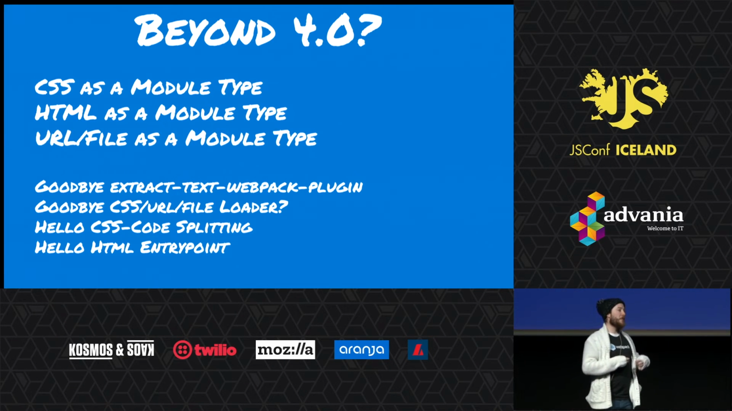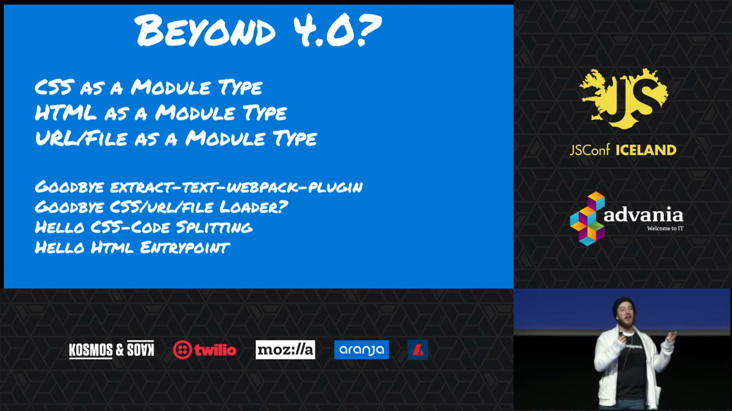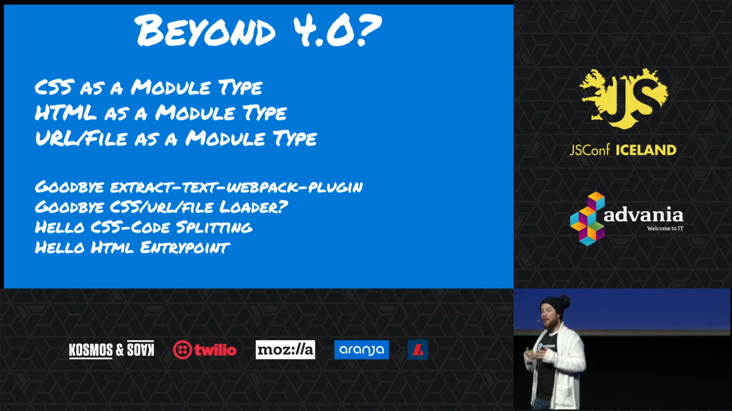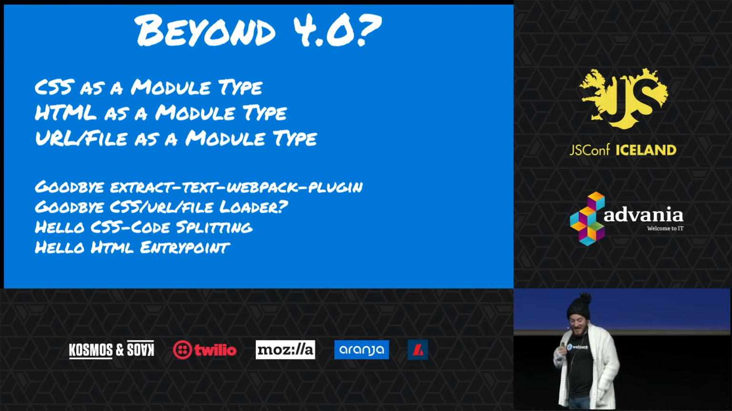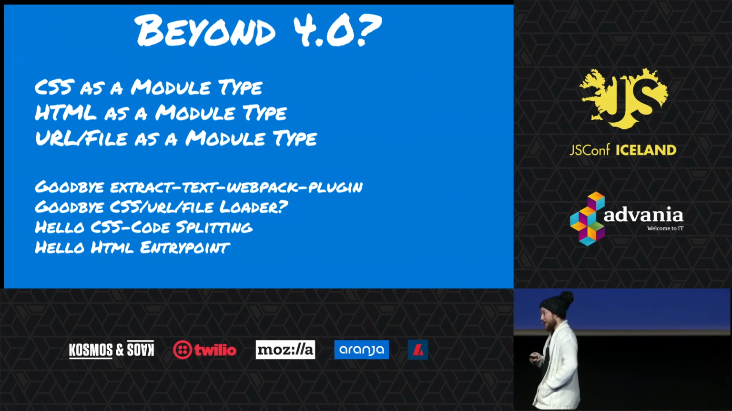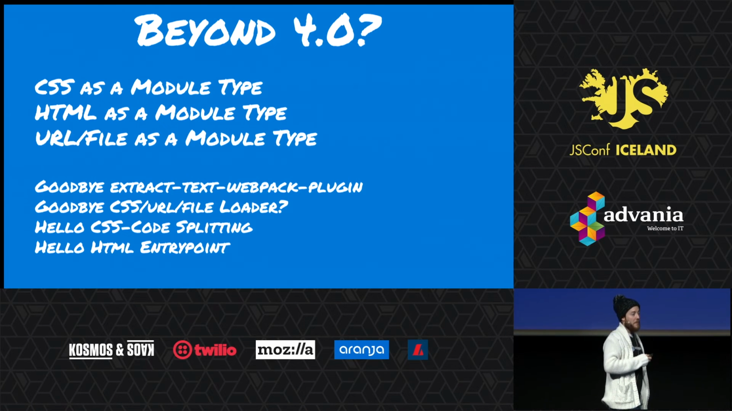So the things that we're going to focus on are finishing the CSS as a module type, HTML as a module type, URL and file as a module type. But as you can see, what this means is you don't have to use Extract Text plugin anymore. You might not even need to have a CSS URL file loader. We might just have this supported out of the box as a module.